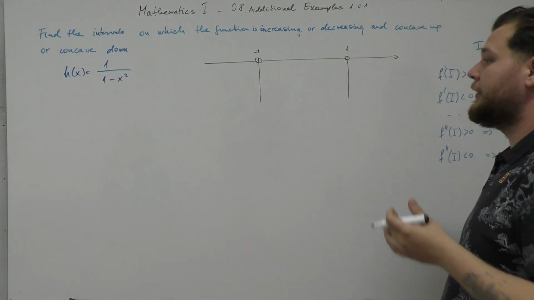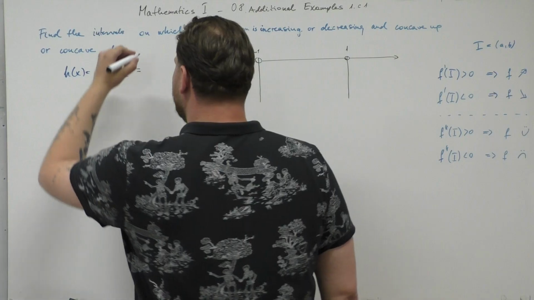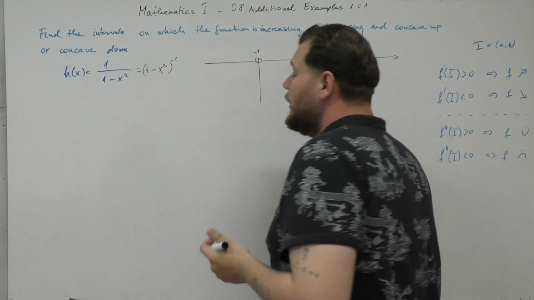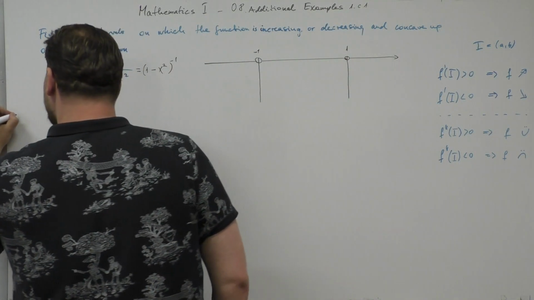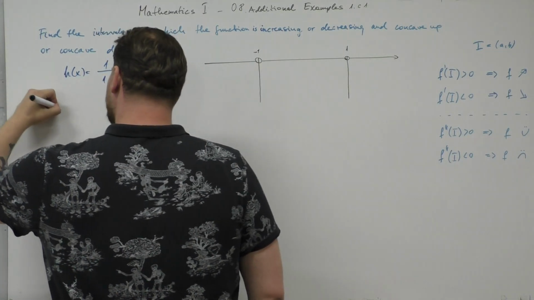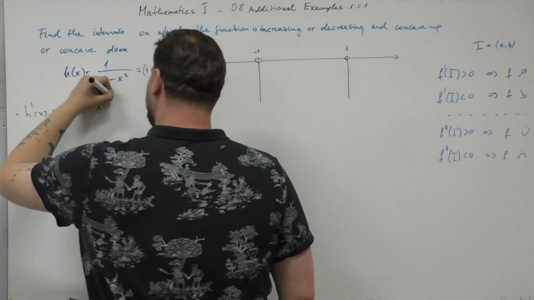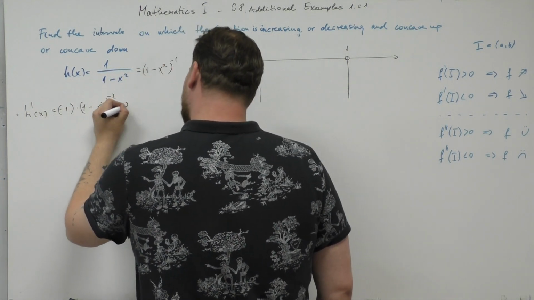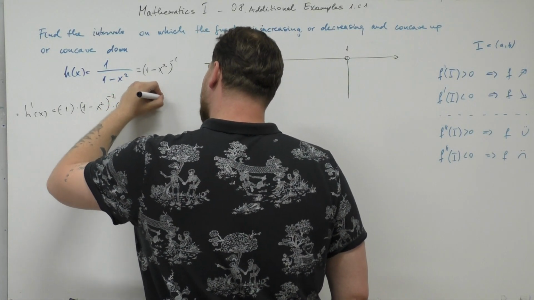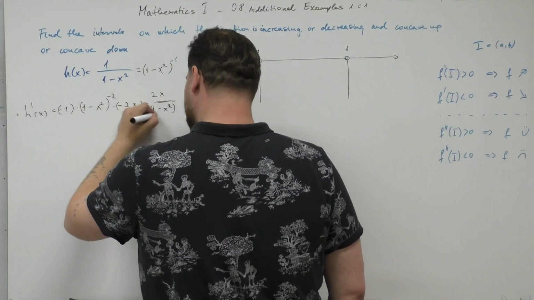Next step is to find the derivative of the function. For that, it's easier if we rewrite the function as (1 minus x squared) to the power of -1. So the derivative of the function is -1 times (1 minus x squared) to the power of -2 times -2x, which is nothing else but 2x over (1 minus x squared) squared.